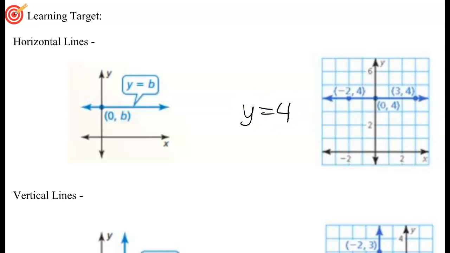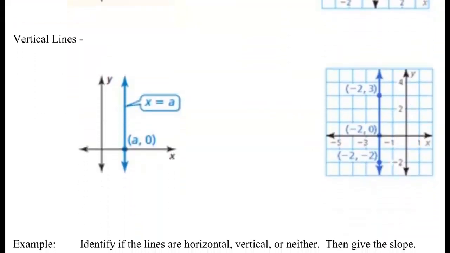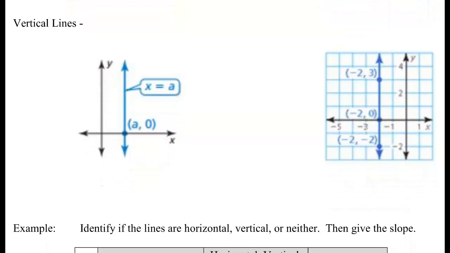I know it's going to be horizontal when it's y equals, because it's going through the y-axis only at that specific number. Versus if you have a vertical line, you will have x equals one specific number. This line you're looking at over here is a vertical line going through the x-axis at -2. That means my equation would be x equals -2.